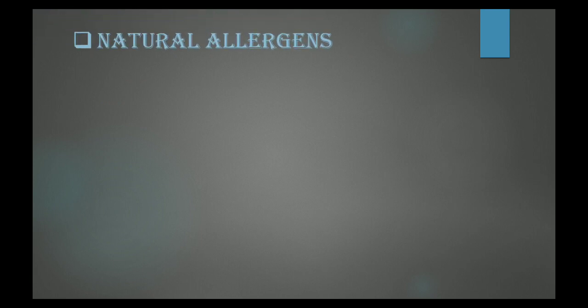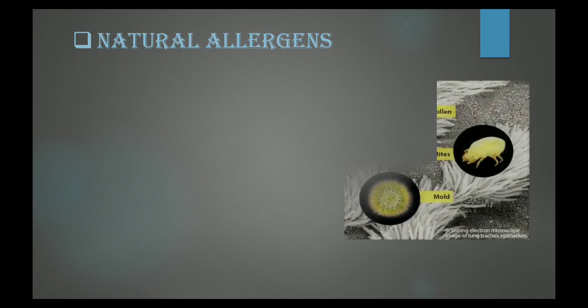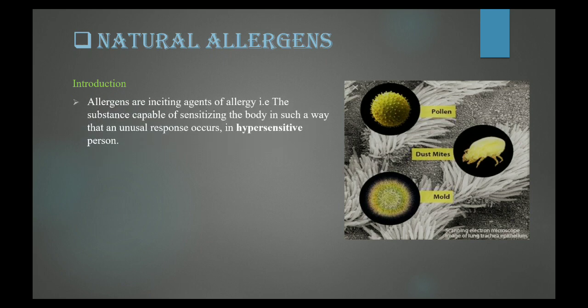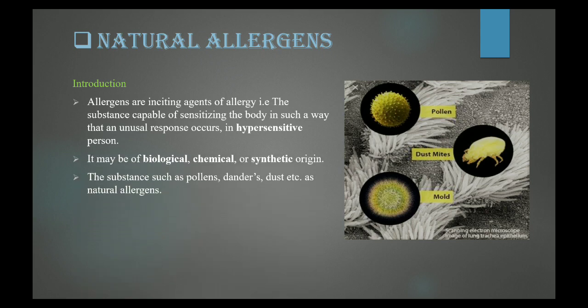Then natural allergens. The next part is natural allergens. Natural allergens are caused by pollens, dust mites and molds. Introduction. Allergens are the inciting agents of allergy, that is, substances capable of sensitizing the body in such a way that an unusual response occurs in a hypersensitive person. It may be of biological, chemical or synthetic origin. Substances such as pollens, danders and dust are natural allergens. Allergens are proteins or glycoproteins.